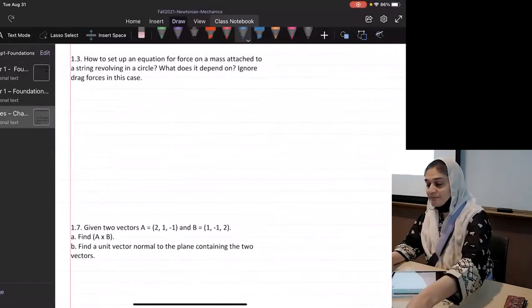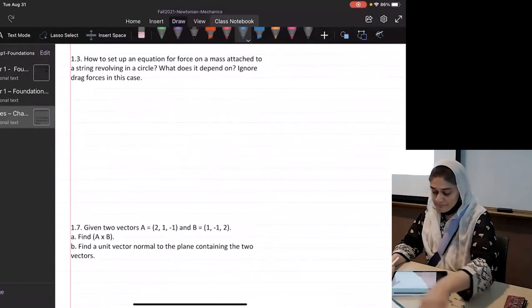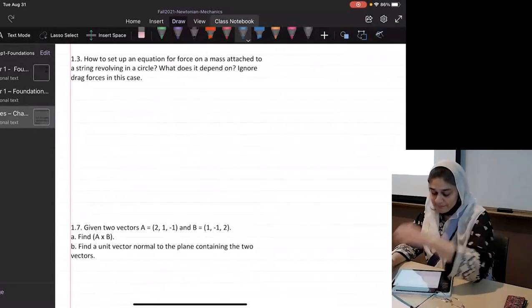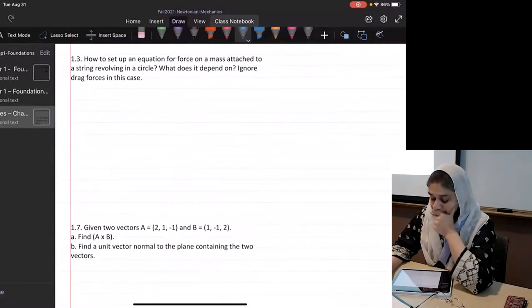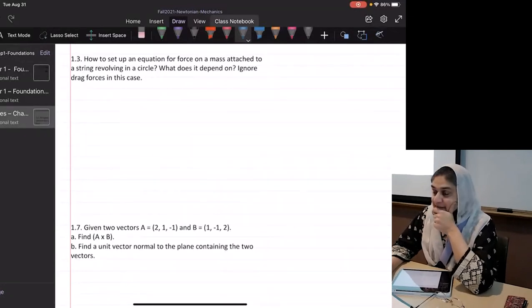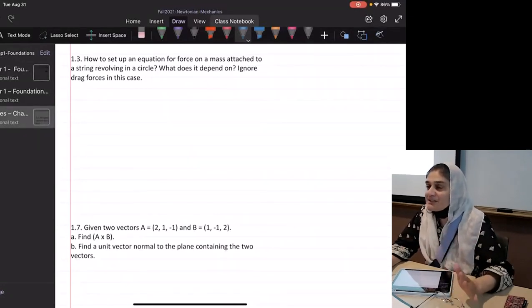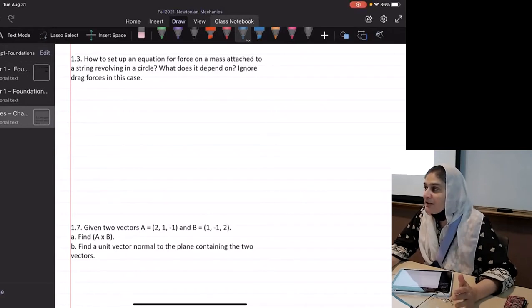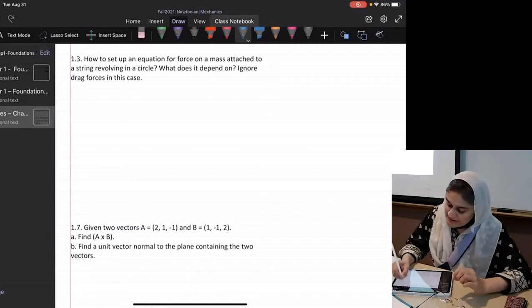Who's reading the question? How to set up an equation for force on a mass attached to a string revolving in a circle. What does it depend on? Ignore drag forces. So now let's talk about it. It's asking us to do what? There's a mass attached to a string and it's moving in a circle.